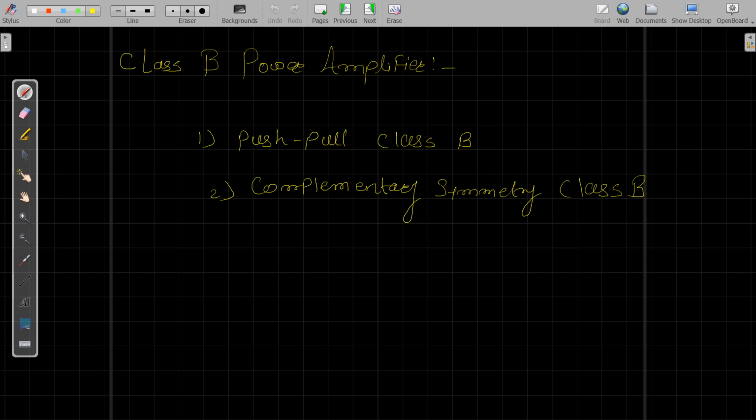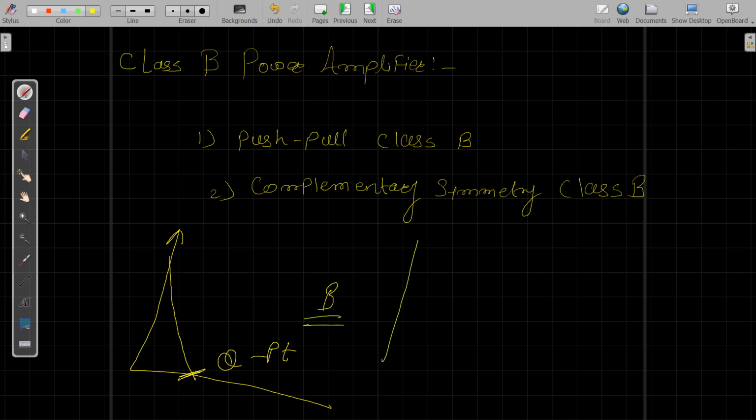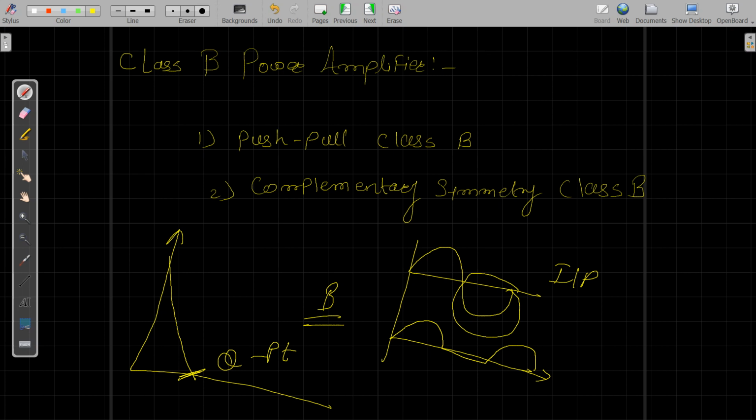Whereas in case of Class B, as we are selecting the operating point on the x-axis itself, here I'm going to select my Q point in my Class B. Therefore, let us say this is your input, and the output is obtained only for half of this cycle, and the other half will be getting clipped off. That means there is no output for the other half of the input cycle applied.